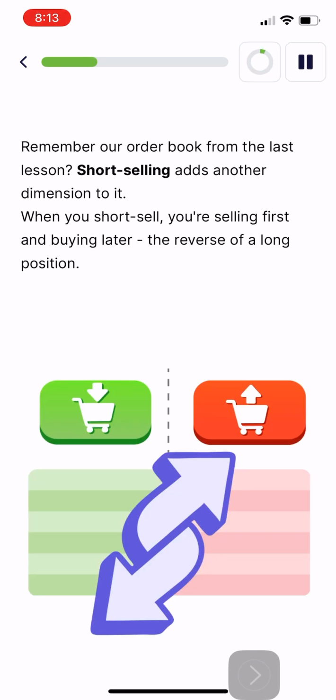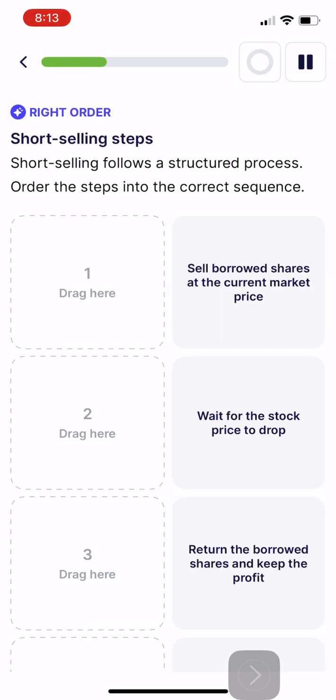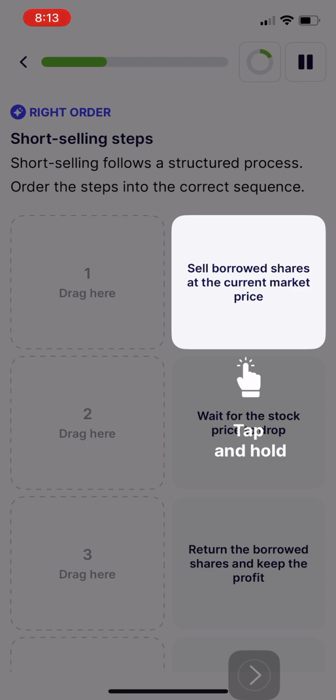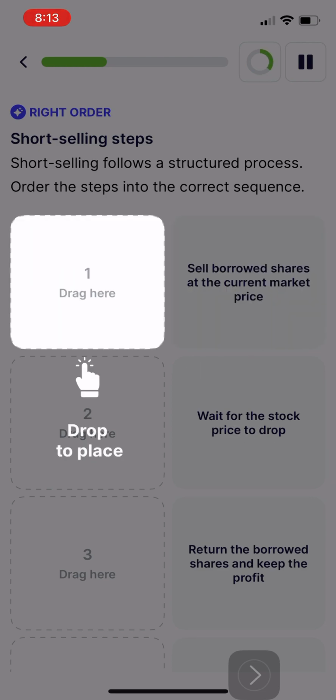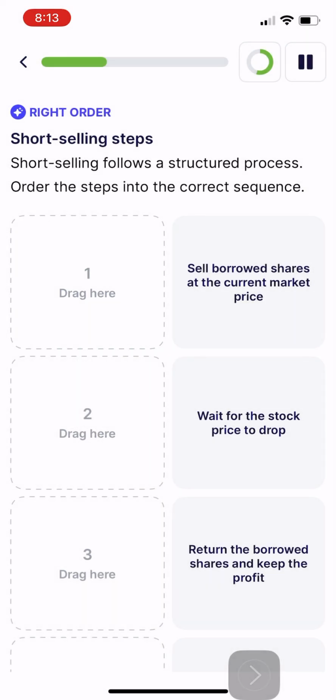Remember our order book from the last lesson? Short selling adds another dimension to it. When you short sell, you're selling first and buying later, the reverse of a long position. Quick task. Short selling steps. Short selling follows a structured process. Order the steps into the correct sequence.